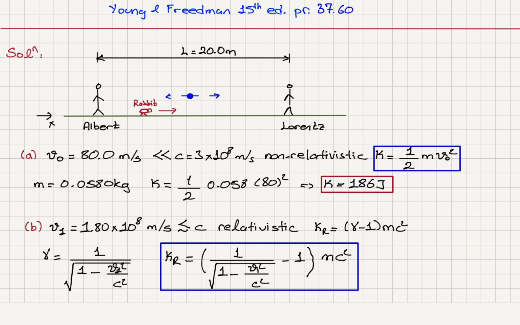Now in part A, I had a non-relativistic kinetic energy, 1/2 m v0 square. In part B, I had Einstein sending the ball to Lorentz at a relativistic speed, so the kinetic energy was gamma minus 1 times m c square, and gamma is 1 over the square root of 1 minus v1 square over c square, where v1 is the speed with which Einstein slams the ball.